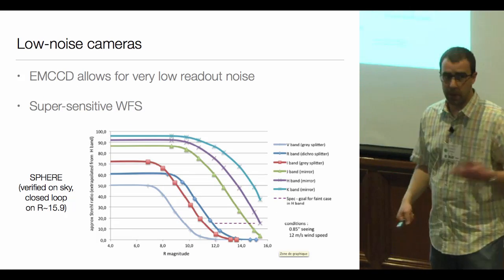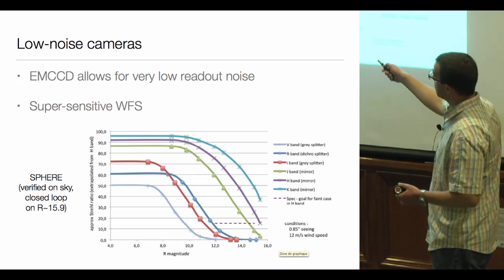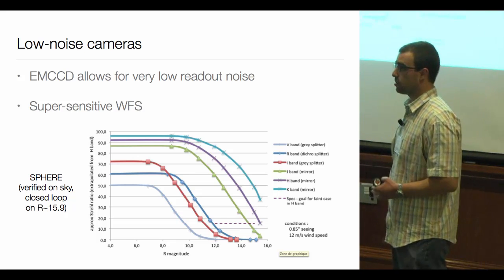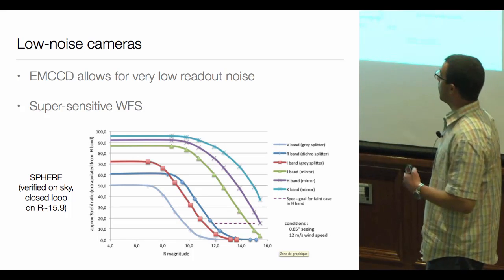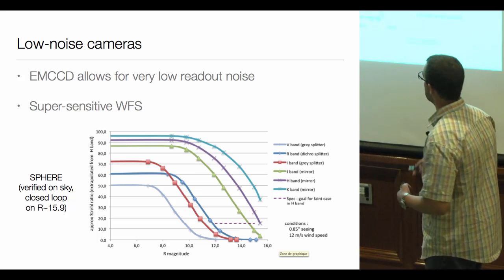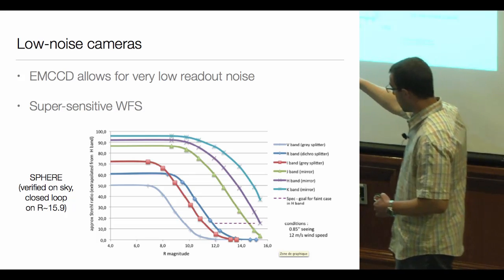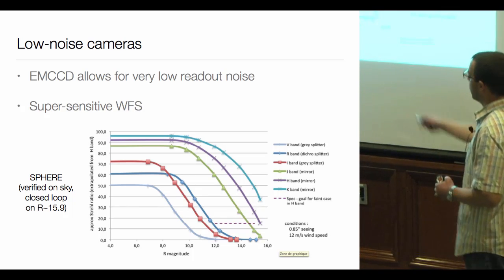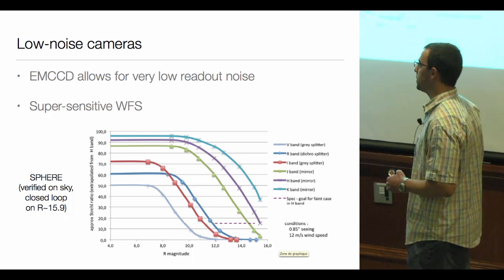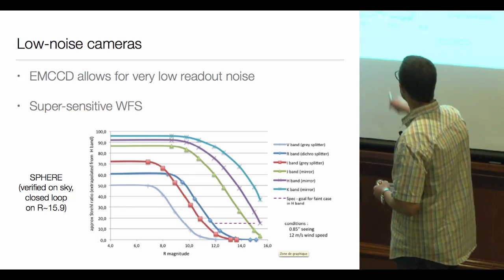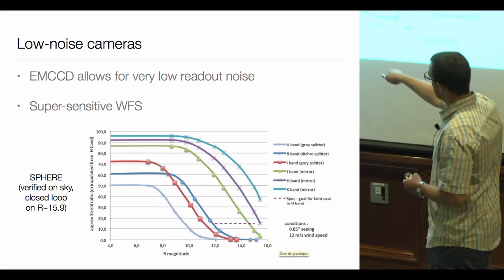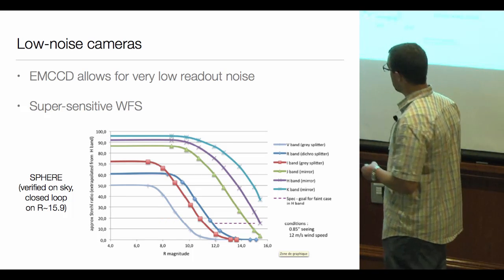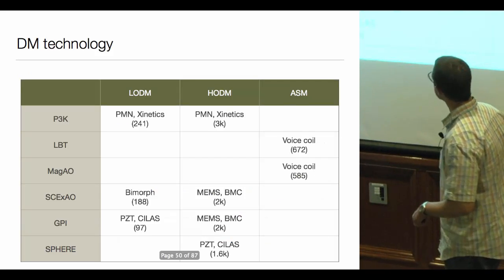These wavefront sensors pack new cameras, new technologies. SPHERE is really proud to have an electron multiplying CCD as a wavefront sensor camera that allows for very low readout noise and super sensitive wavefront sensing. We closed the loop two weeks ago on R of 15.9, which is quite amazing. Of course, you cannot do high contrast imaging when it's so faint, but you still can correct and get diffraction limited images at that wavelength, at that brightness. This is the theoretical curve for the Strehl ratio as a function of guide star magnitude for the wavefront sensor, and we are right into the specs for SPHERE. So it's going to be a very sensitive high contrast imager.